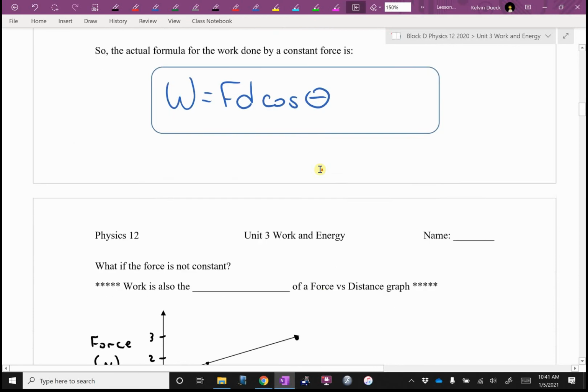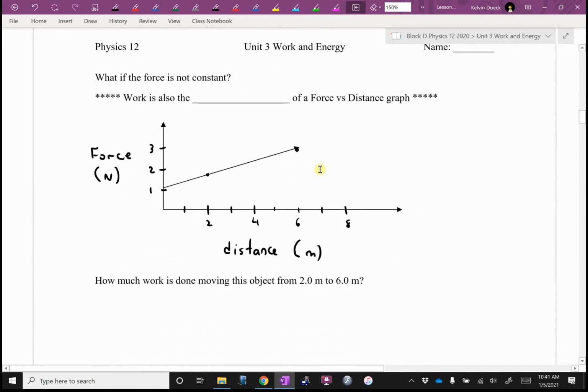What if we have a changing force? What if we're increasing how hard we pull or push? Second definition of work, it's the area underneath a force versus distance graph. Okay, so here is a force versus distance graph.